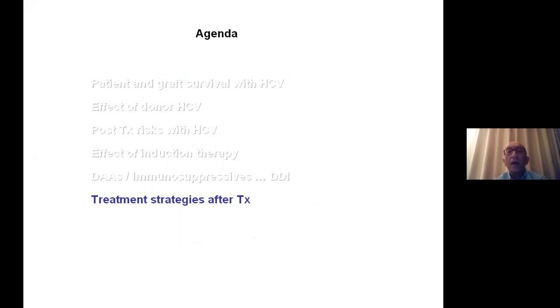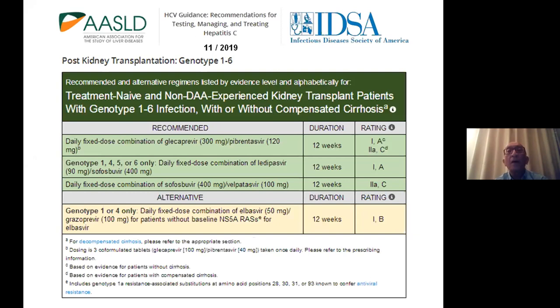At last, I will pass through the treatment strategies after transplantation: when to treat and how to treat the patients. The most recent update of the American Association for the Study of Liver Diseases in November 2019 considered that post-kidney transplantation treatment of all genotypes from 1 to 6, with or without compensated cirrhosis, might be considered with sofosbuvir-containing regimens, either in combination with ledipasvir or with velpatasvir, and the duration of treatment is 12 weeks. Another important regimen is the combination of glecaprevir and pibrentasvir for 12 weeks as well.